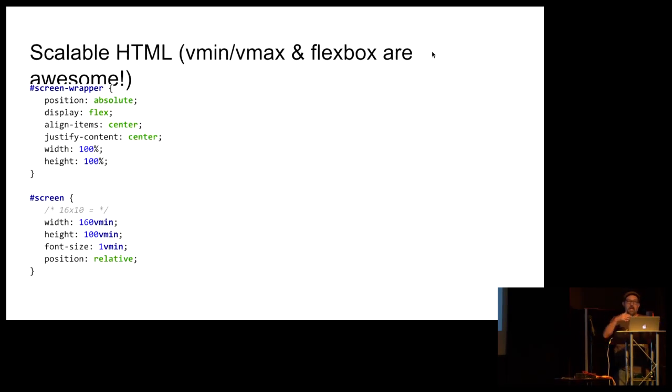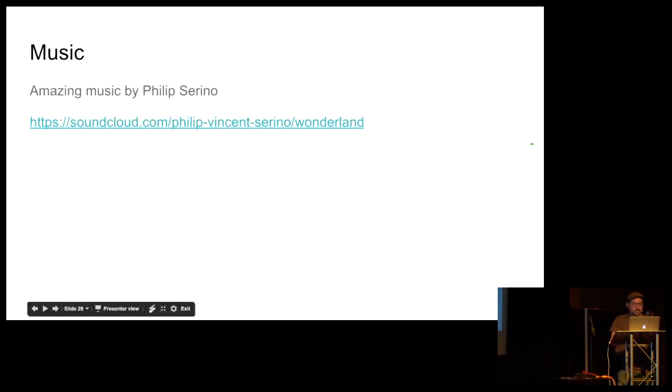Then the screen inside, which is now going to be fully centered, sets its width and height to be 160 vmin and 100 vmin, which gives me a 16 by 10, HD TV style ratio. And then I set the font size to 1 vmin, which means as the browser increases, the base font size for everything else is also going to increase. So as long as you do relative sizing for everything, you get this nice scalable thing that works.